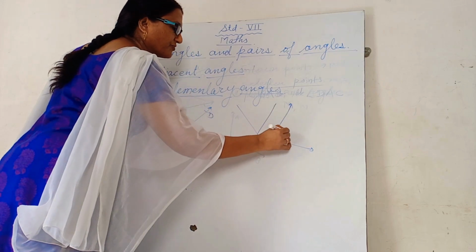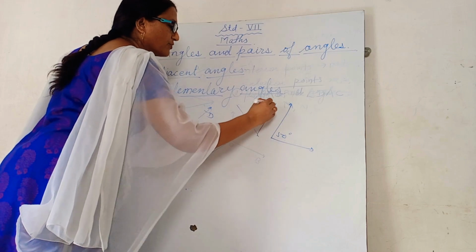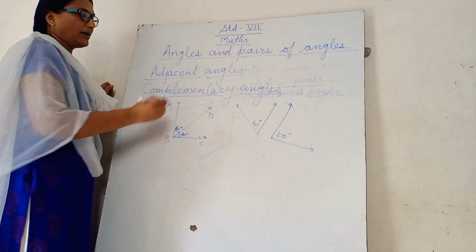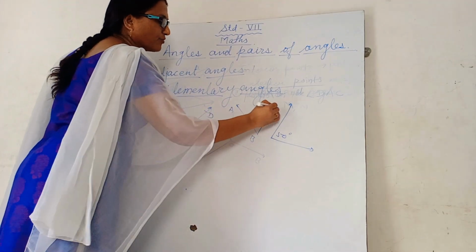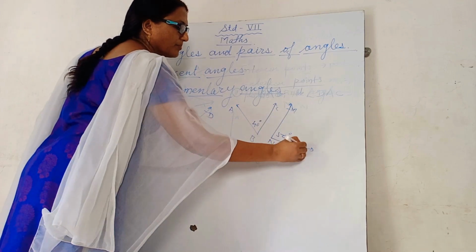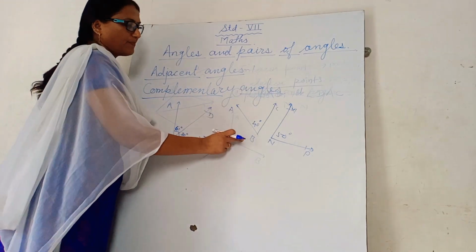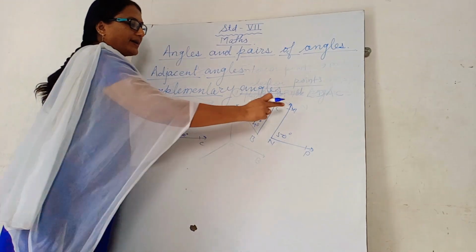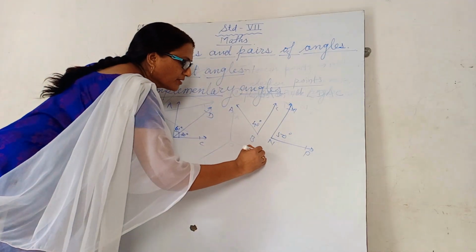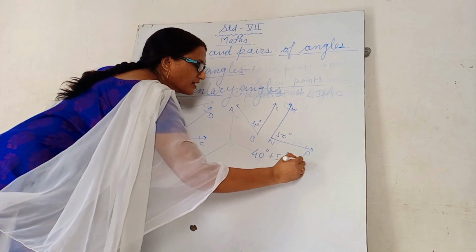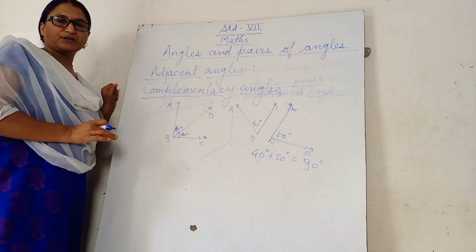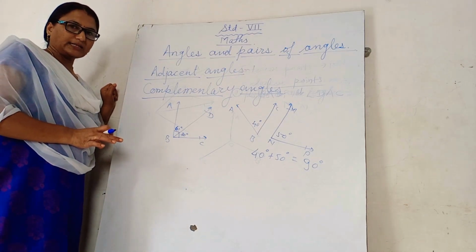This is an angle of 50 degrees and this one is 40 degrees. Again, for angle ABC, I want to give the name MNP. Angle ABC is of 40 degrees and angle MNP is of 50 degrees. That means 40 degrees plus 50 degrees. What is the sum? It is 90 degrees. Therefore, these two angles are complementary angles of each other. Isn't it?